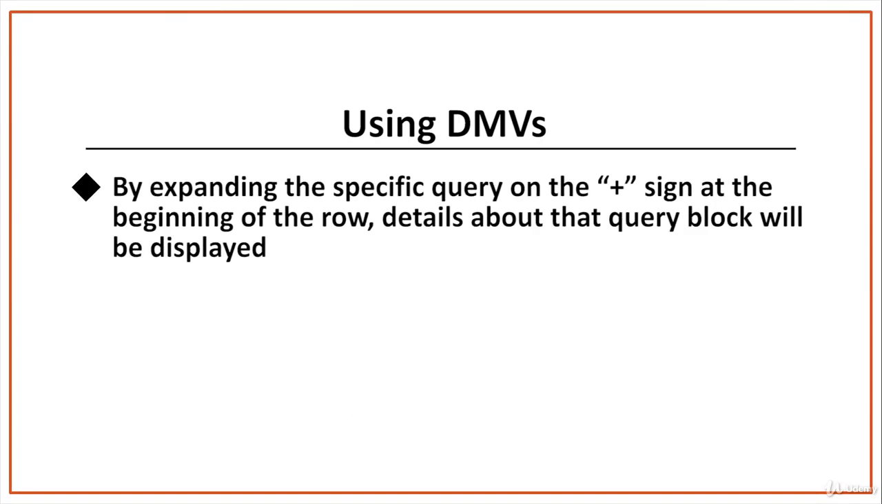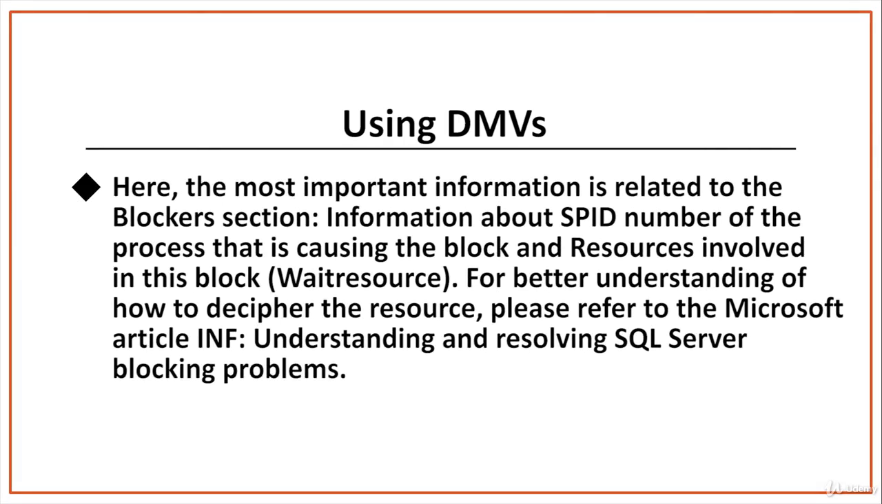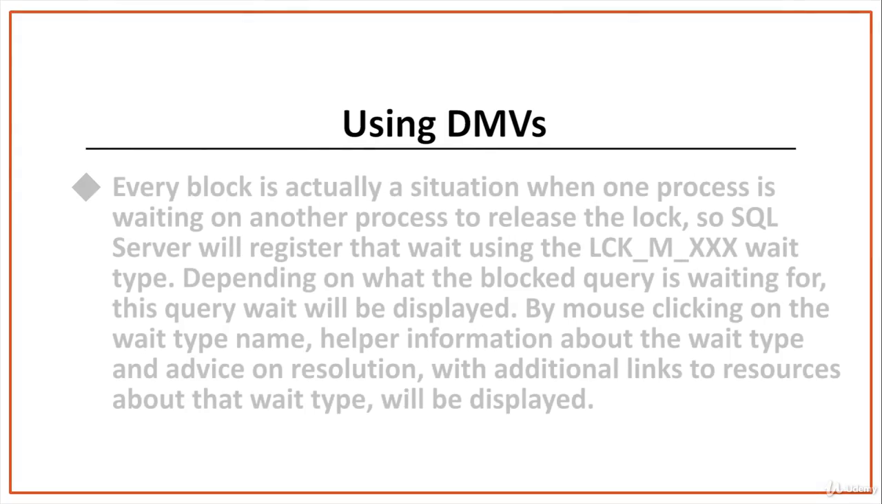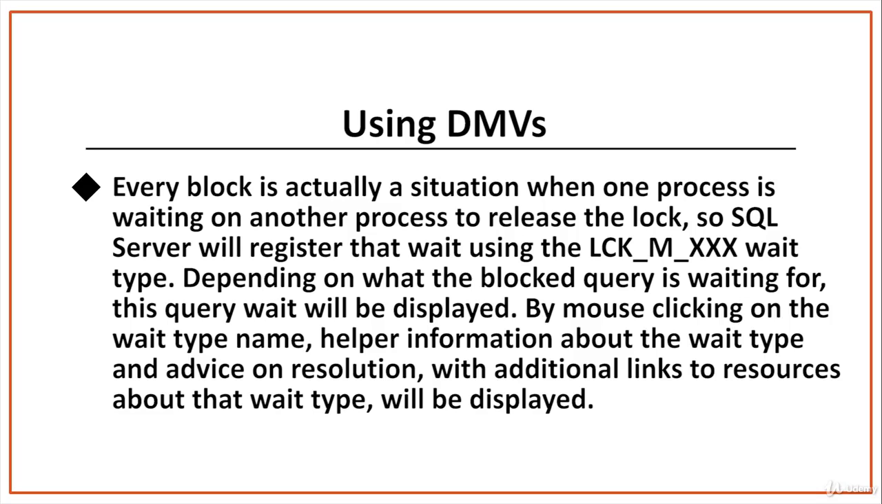By expanding the specific query with the plus sign at the beginning of the row, details about that query block will be displayed. Here, the most important information is related to the Blockers section: information about the SPID number of the process that is causing the block, and the resources involved in this block, the wait resource. For better understanding of how to decipher the resource, please refer to the Microsoft article, INF: Understanding and Resolving SQL Server Blocking Problems.